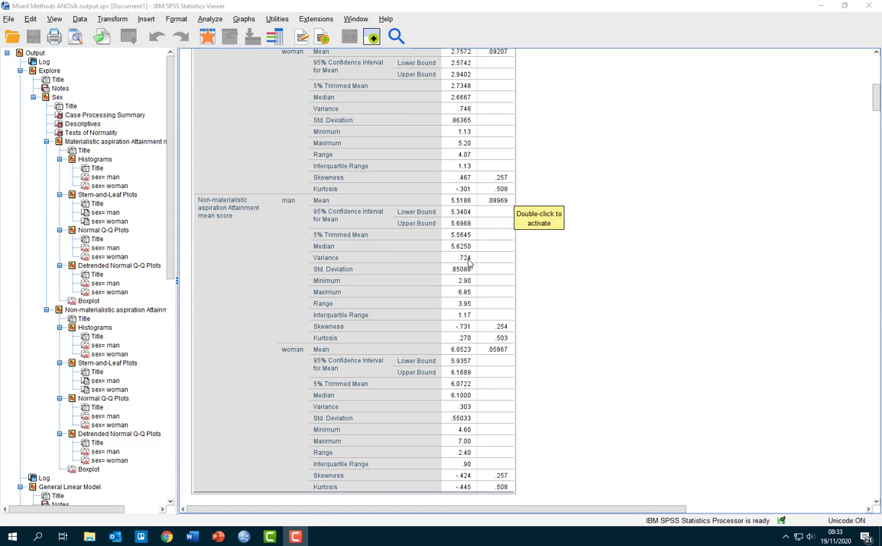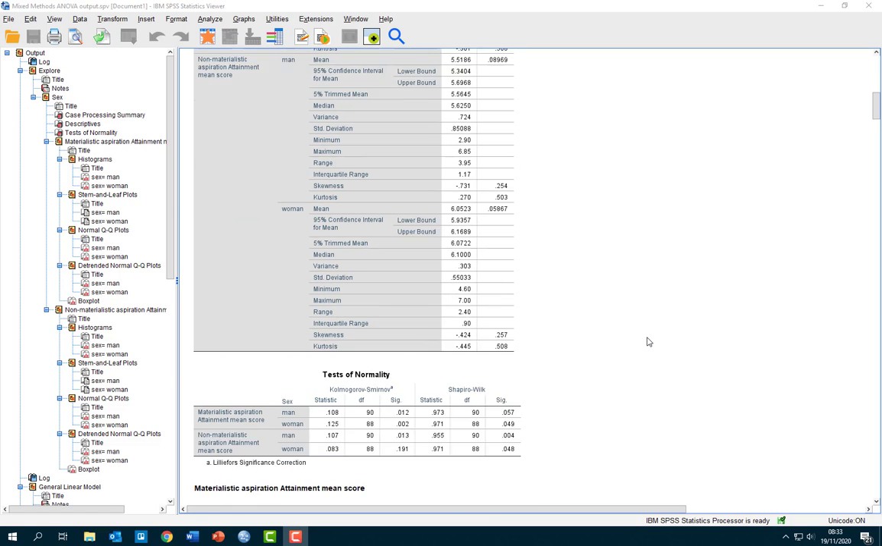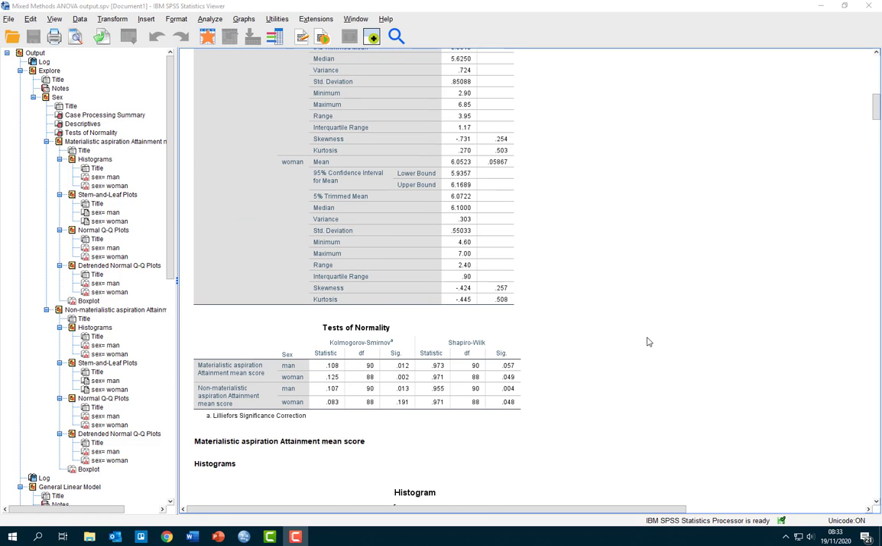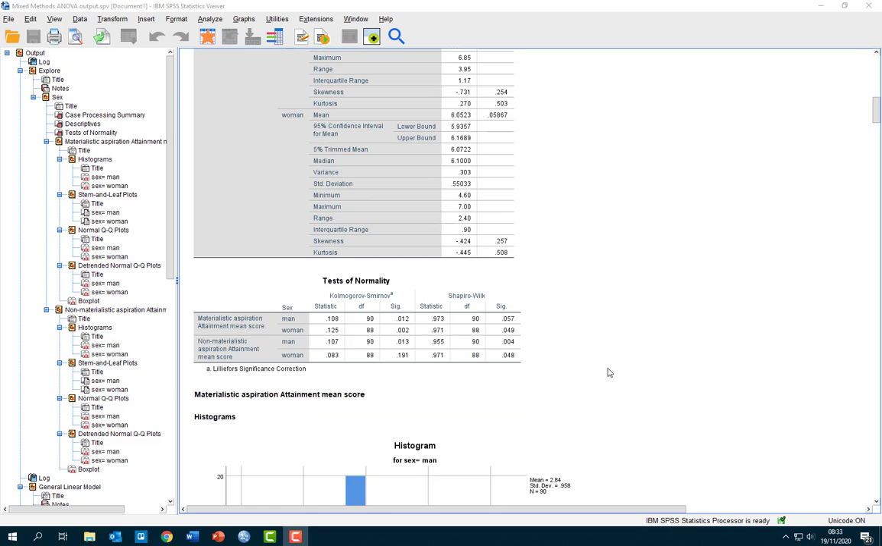If we just scroll through, the one that seems a little bit less normal than the others based on this looks like males in the non-materialistic mean score variable. That's approaching kind of -1, so it's starting to become more extreme. But we can double check this as we go along with things like our test of normality and our histograms and box plots as well.